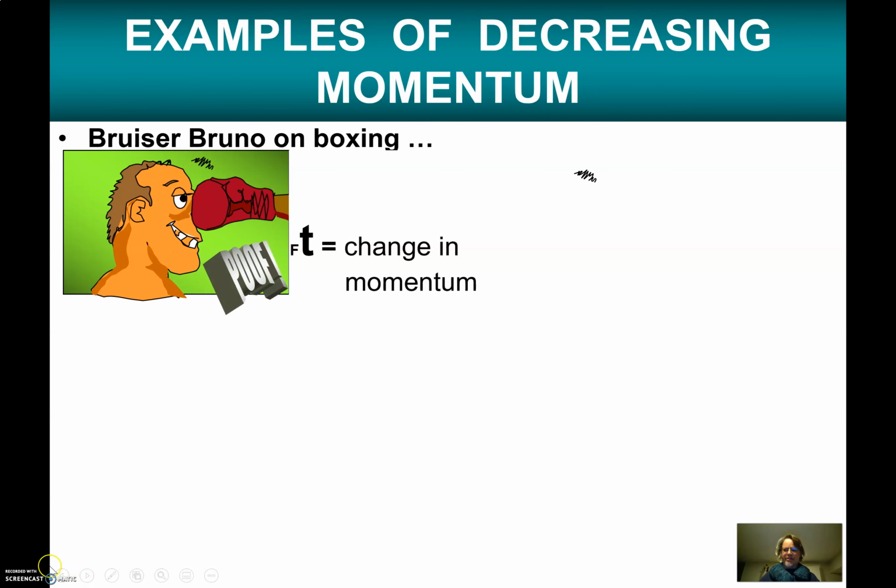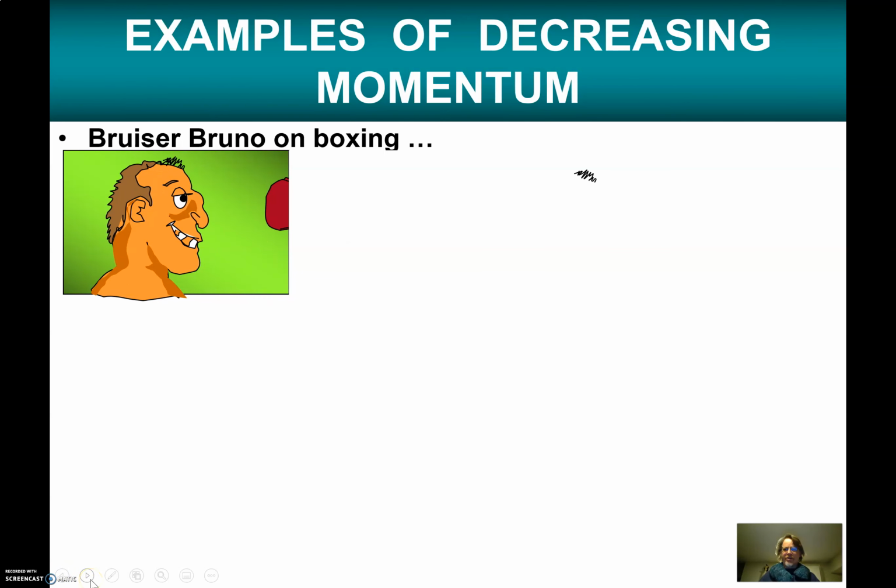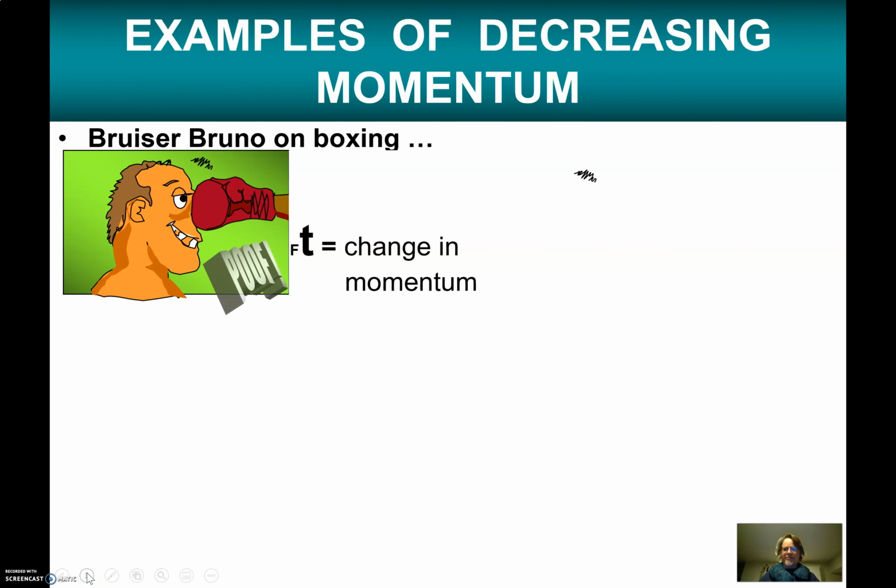You notice what he did there, everybody? So he knew he was getting hit, but what did he do with his head? He moved it backwards. That's the old soft hands idea. You're pulling your hands backwards and catching the egg. You still have the same impulse, but the longer the time, the smaller the force.